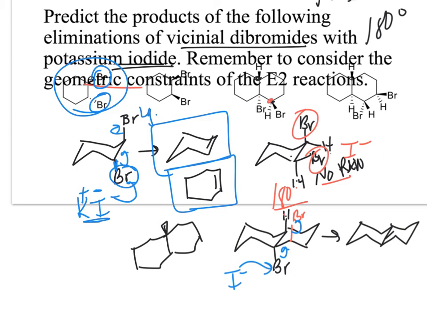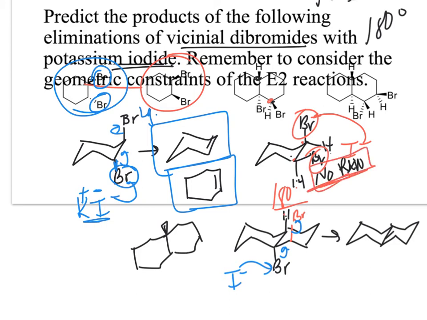Okay, looking at the next problem. The next problem is here. Now you have the bromines on the same side of the ring. So as you can see here, in the chair conformation, you got the bromine above, axial, and equatorial. Now iodide will take this bromine, but the problem is this bromine that's equatorial is not 180-degree anti-periplanar. So the answer to that one is no reaction.